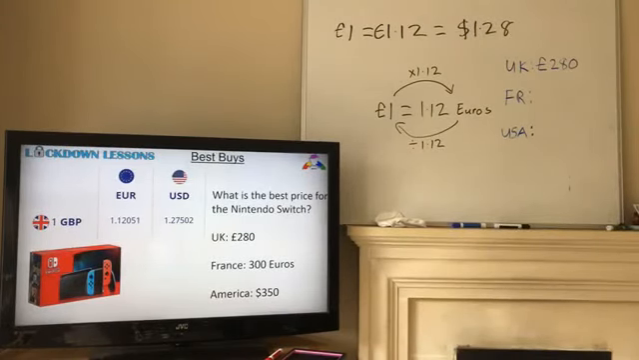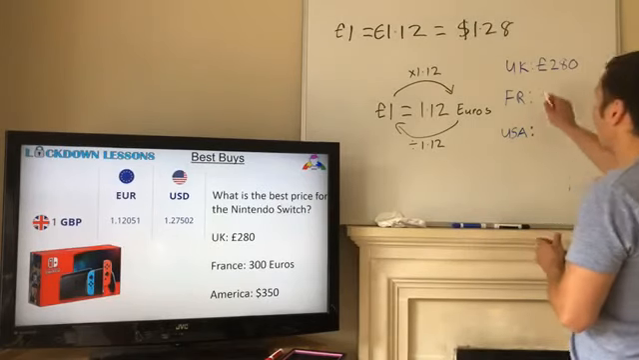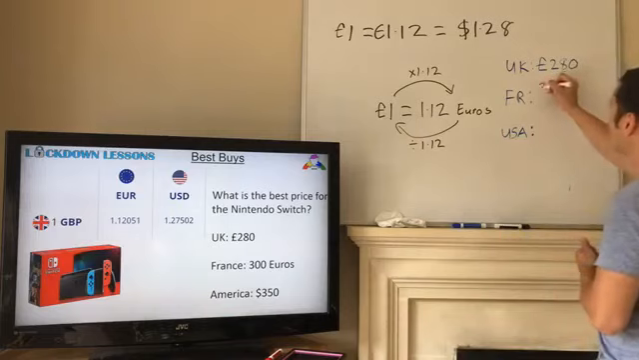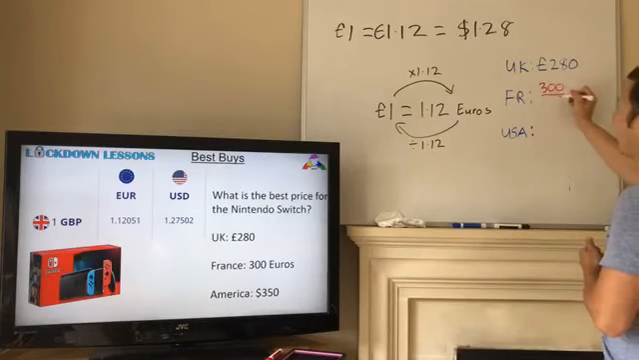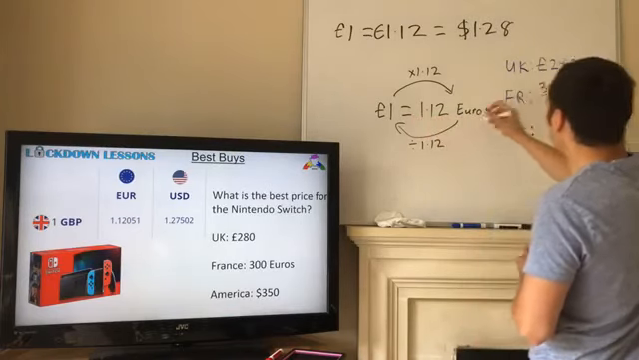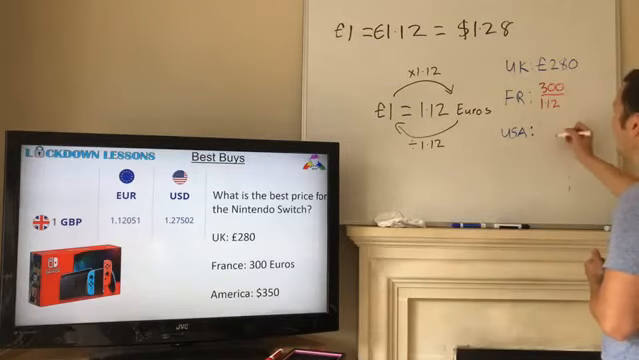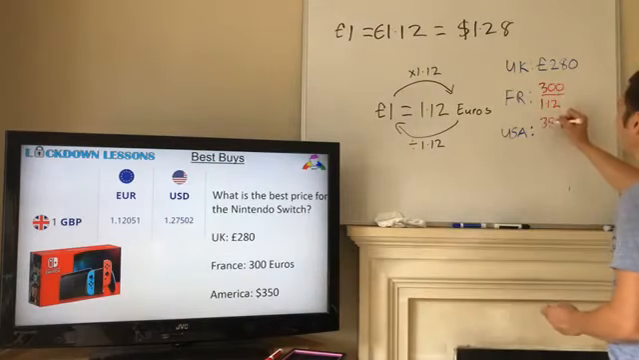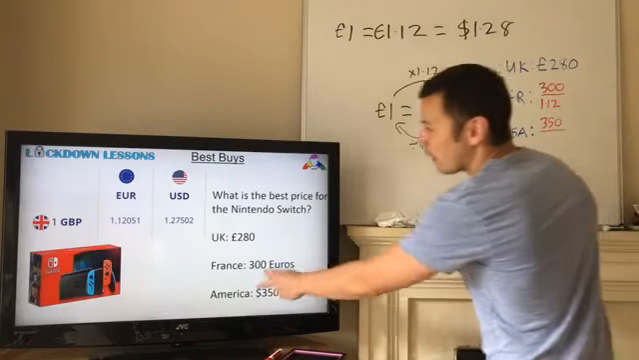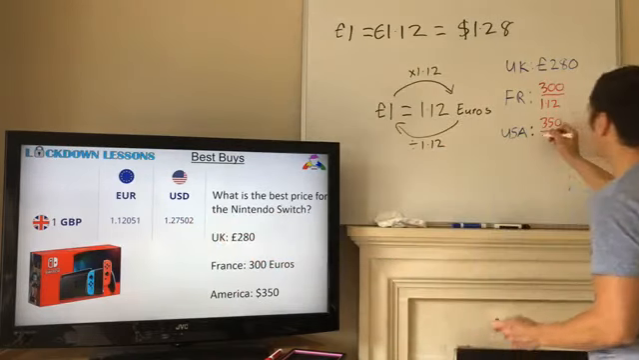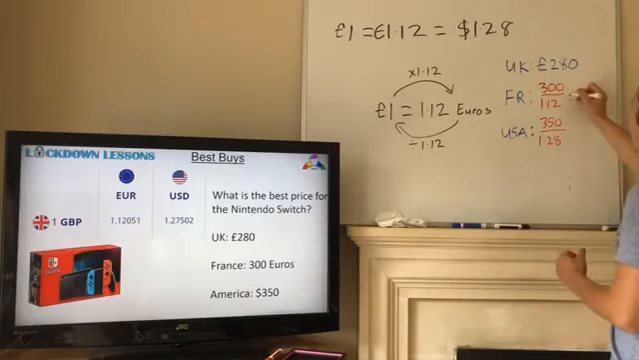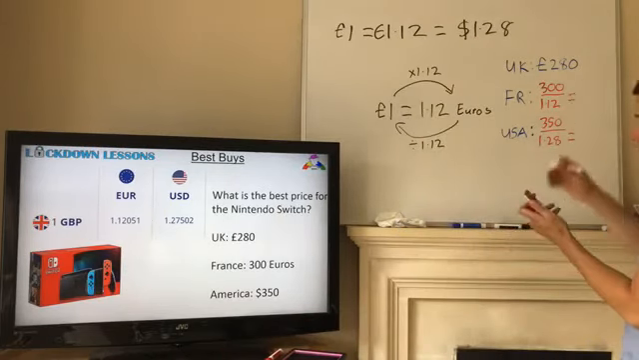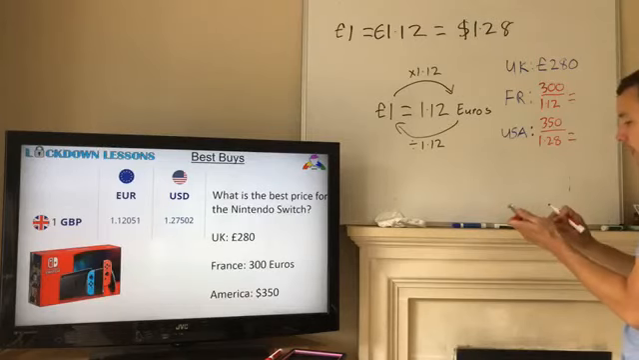Okay, we've got people saying France is cheaper. Let's have a look then. So, France, what we're going to do, we're going to do your 300 and divide it by our conversion, which is 1.12. For America, we would do 350 divided by our American value, 1.28. And give us some answers so we can compare. Are they going to be cheaper than the UK for a Nintendo Switch?